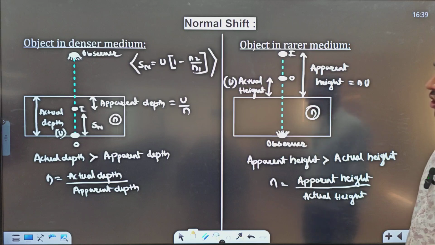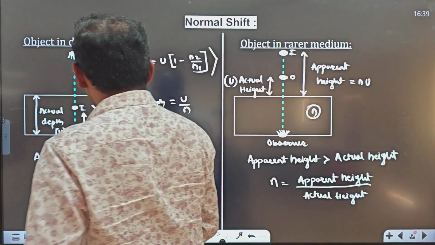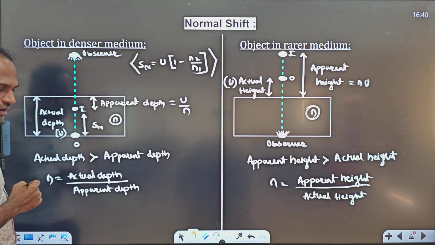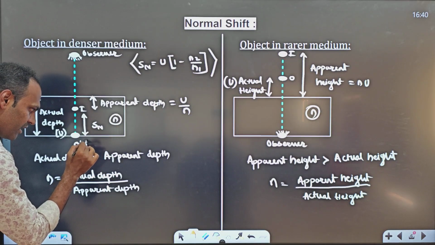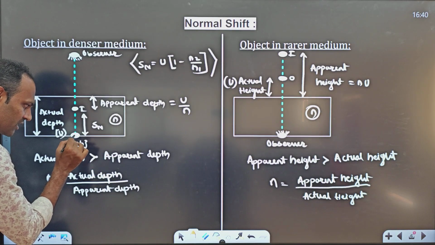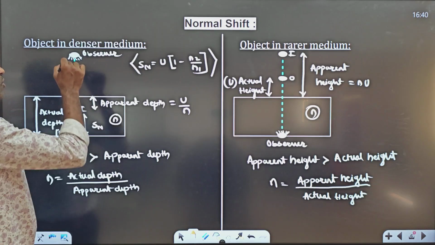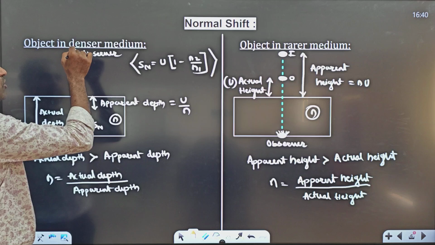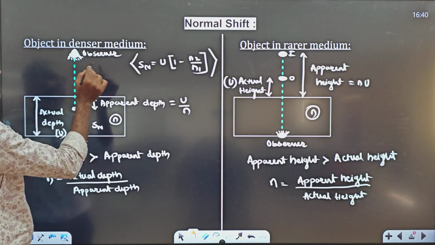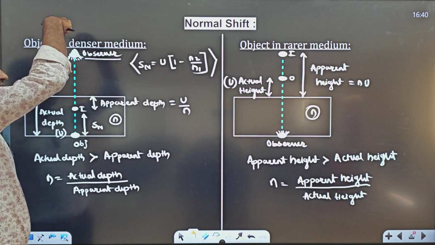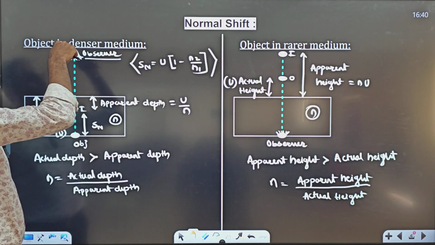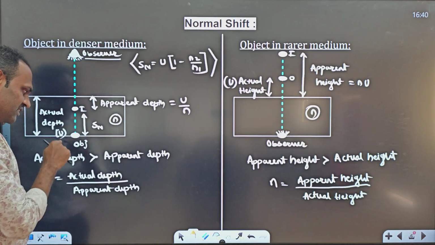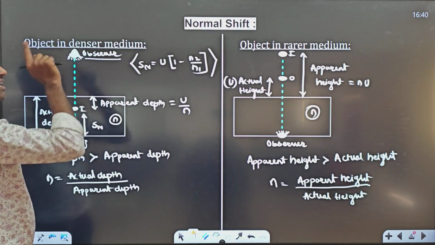Okay, let us go for the next concept. Normal shift. We have taken a denser medium here, whose refractive index is n. We have taken the object here, inside the denser medium, and we are observing it from the top of the medium. That means we are observing it from the rarer medium. Here is the observer. For example, you can say this one is a bird, this one is a fish. Correct? So the object is in the denser medium and the observer is in the rarer medium.